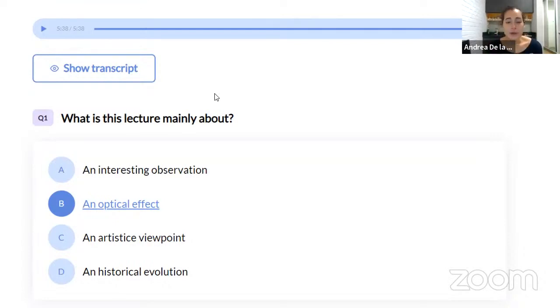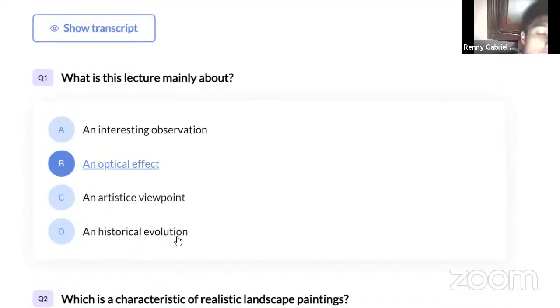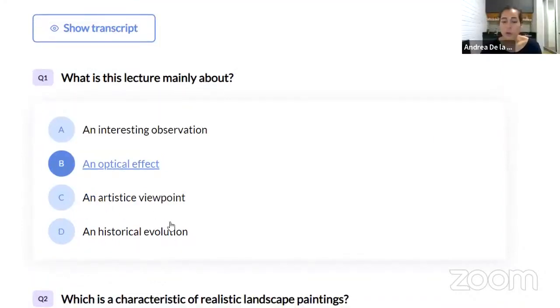That is really tricky because yes, as Rennie is saying, a viewpoint is the same as a perspective, right? But an artistic viewpoint means an opinion from an artist, right? So it's totally different. This wasn't somebody's opinion. This wasn't somebody's perspective. It was about the optical effect perspective. And although they do talk about a historical evolution, that wasn't the main topic. The main topic was perspective, which is an optical effect, right? Is this one okay? Do you have any questions?